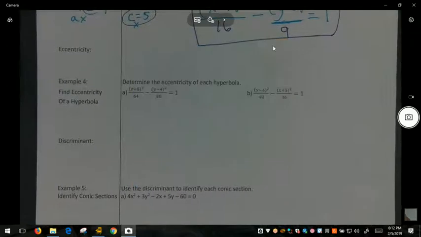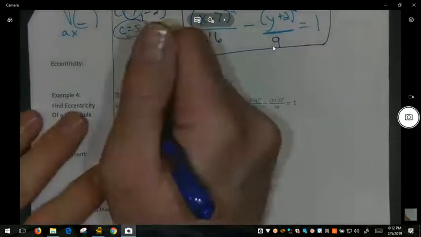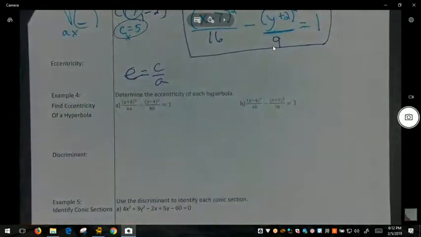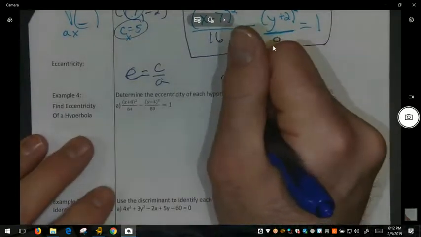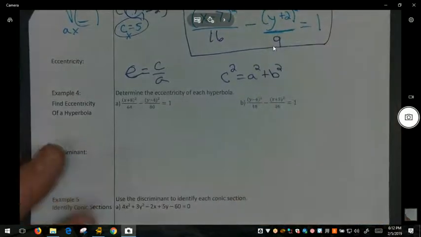All right, last concept is eccentricity. The good news with eccentricity is it is calculated the exact same way as it is calculated for ellipses. E equals c over a. The difference is that for a hyperbola, c squared equals a squared plus b squared, and for an ellipse, c squared equals a squared minus b squared.